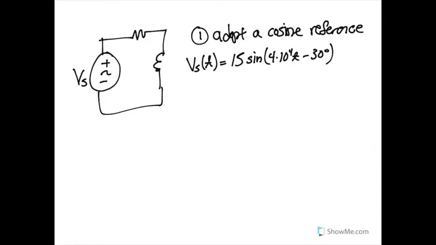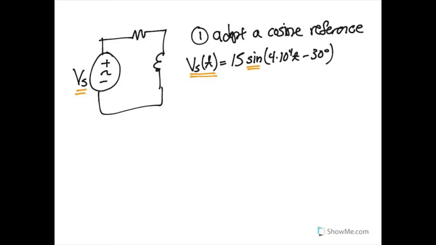So step number one is to look at the sources in our circuit and make sure that they are all in a cosine reference. So in this circuit right here, we have one particular source, Vs. And as was given to us, this is a time domain function, but it is currently a function of sine. And just to maintain consistency through all of our analysis, we're going to transform all of our sources from whatever trigonometric function they're in into a cosine function.